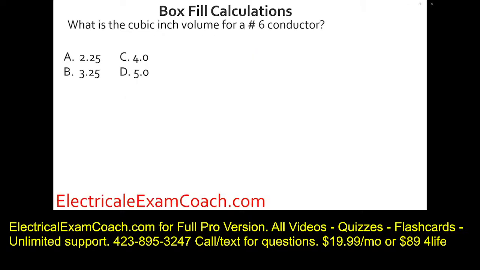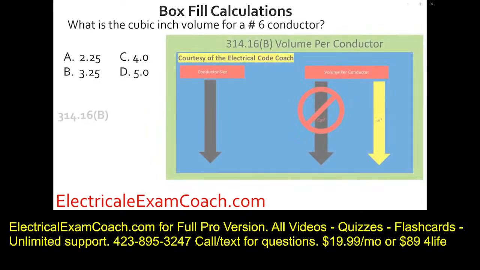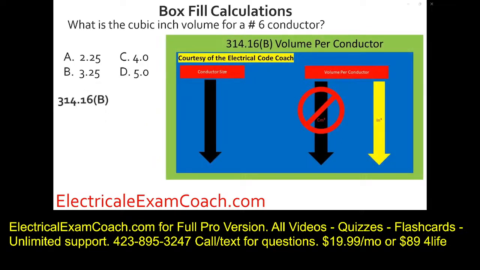What is the cubic inch volume for a number 6 conductor? For this one, we're going to head to 314.16b. We're going to start here on the left-hand side of the table and find our size conductor. Then we're going to come over and we're going to cross over to our cubic inch volume, and we're going to select D. Great job!